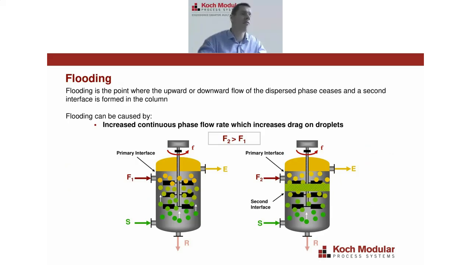Flooding is another type of phenomenon that often occurs in extraction columns, and it's essentially where you're just pushing the extraction column too hard. And that can happen in one of two ways. One is essentially by just having too much feed and solvent going into the column. If you have too much continuous phase flow going into the column, the velocity is going to increase, and it's going to prevent those dispersed droplets from leaving the column. And when that happens, the dispersed phase will build up inside the column, and a secondary interface will form.